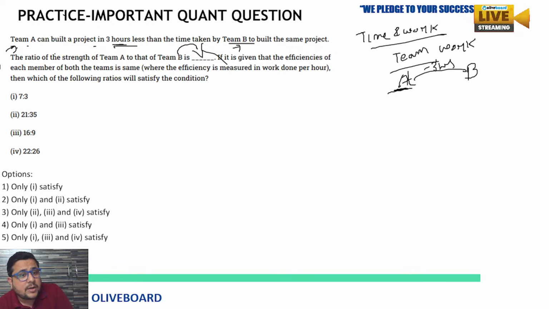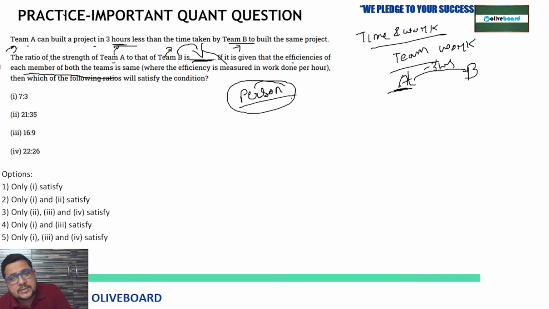Then what is given? The ratio of strength of team A to that of team B is not given here. So how will we calculate that? Tell me everyone, I'm checking the text in the chat box. They're asking the strength ratio, meaning the number of persons in team A to the number of persons in team B. If it is given that the efficiency of each member of both teams is the same, it means each person's unit is the same, every person is equally efficient.